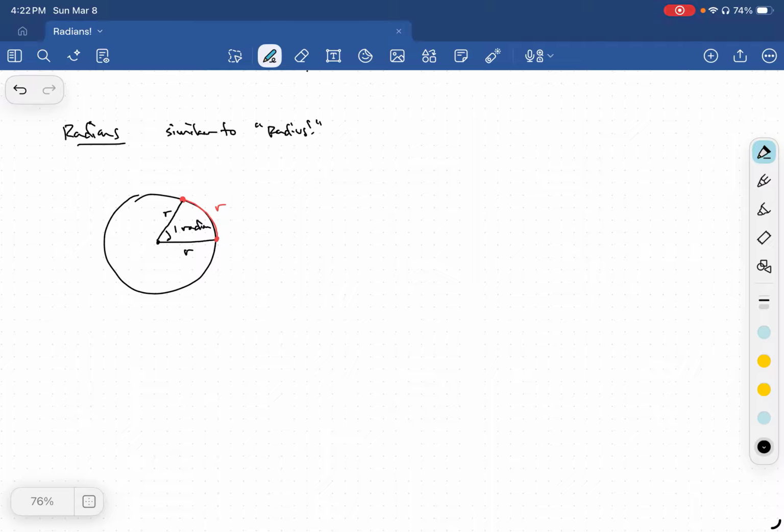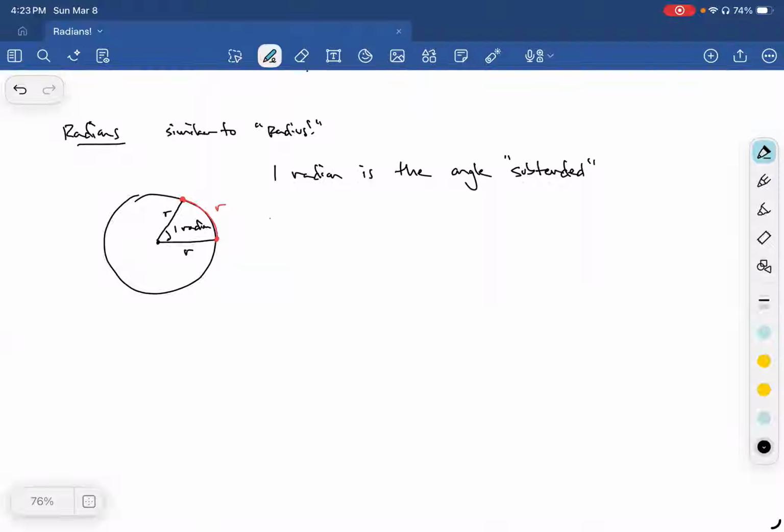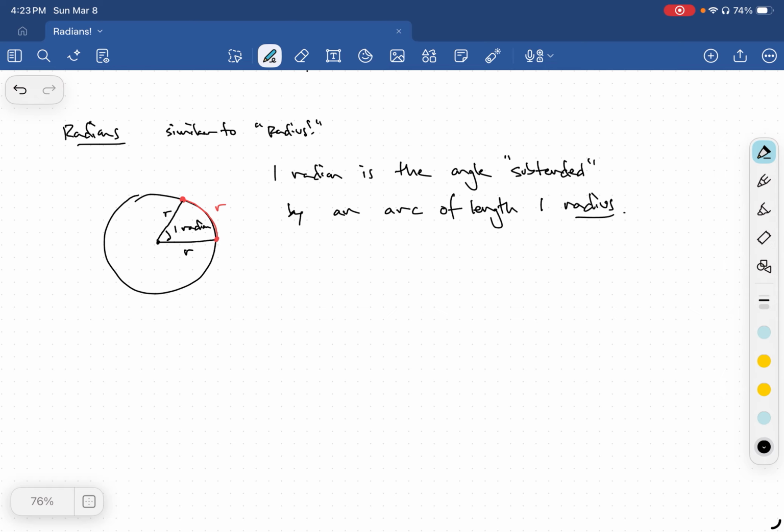So in other words, we formally define 1 radian as the angle subtended by an arc of length 1 radius, essentially. Okay, so that might not be the perfect definition, but it gets to essentially what we want to know.